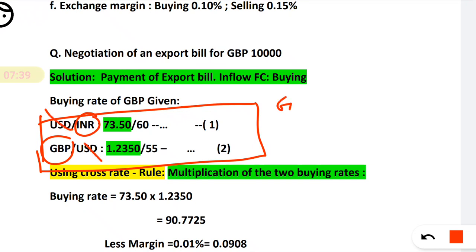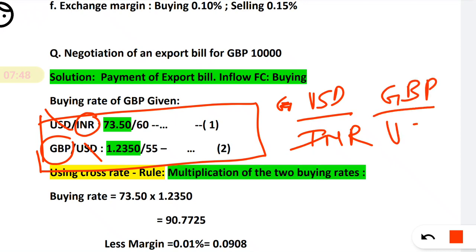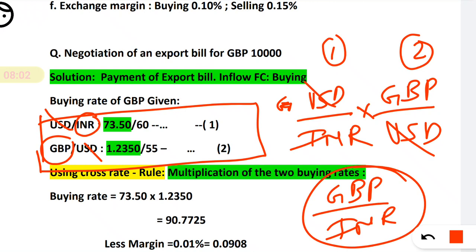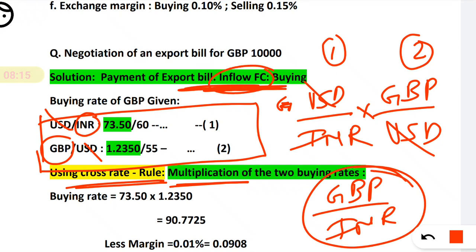So see here, we are having USD/INR, and we are having GBP/USD. This is the first equation, this is the second equation. Just multiply, what will we get? USD will get cancelled, and you will remain with GBP/INR. That is what we want, right? So simply multiply the two equations. And as I have already told you, this is the buying case because of the inflow of the foreign currency. So you just multiply the two equations, and you will get the result, that is GBP/INR.